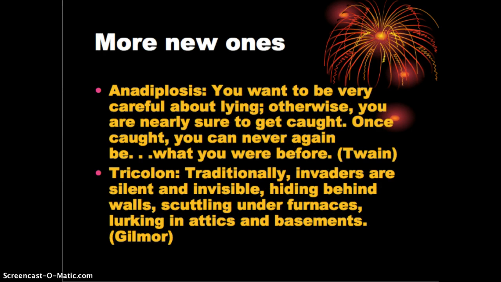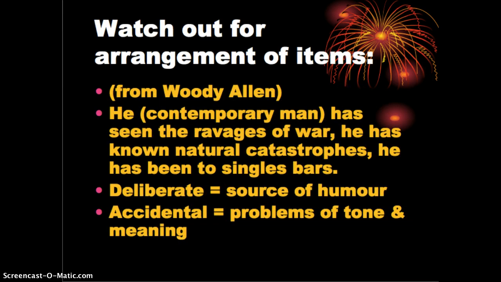Anadiplosis, tricolon, these are some new ones that are gaining popularity, also on your list. Watch out for the arrangement of items, and we have examples here. He, the contemporary man, has seen the ravages of war. He has known natural catastrophes. He has been to singles bars. The arrangement there is that he builds and at the end leaves us with the point that he's trying to make for the humor. Deliberate equals source of humor, and accidental equals problems of tone and meaning.